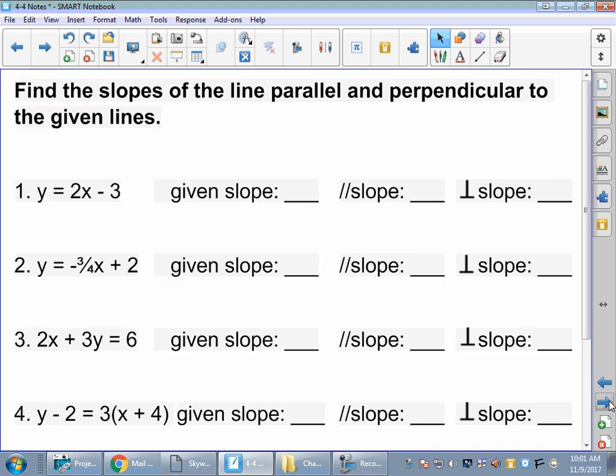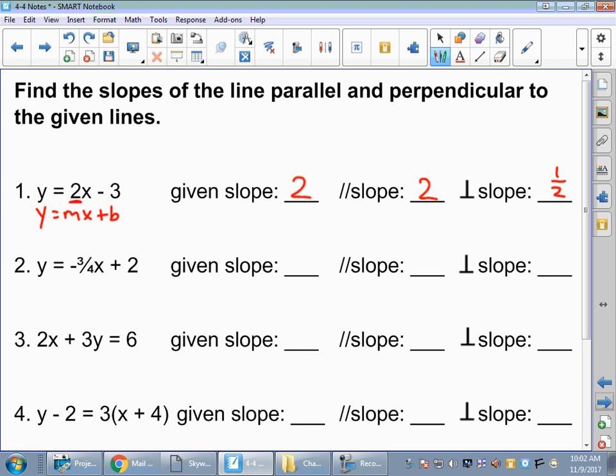So let's just work through these equations and figure out the slope of the actual line given, the slope of a line that would be parallel to it, and then the slope of the line that would be perpendicular to it. So first, we've got to locate the slope in the equation. This equation is written in slope-intercept form, so I can identify that 2 is the given slope here. So if the slope of the original line is 2, the line parallel to that will also have a slope of 2, and my perpendicular slope will flip the 2 to 1/2, take the reciprocal of 2, and then because it was positive in the original, now it's negative.